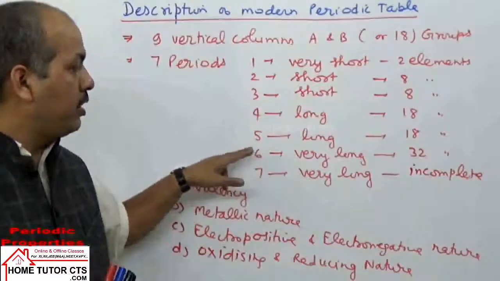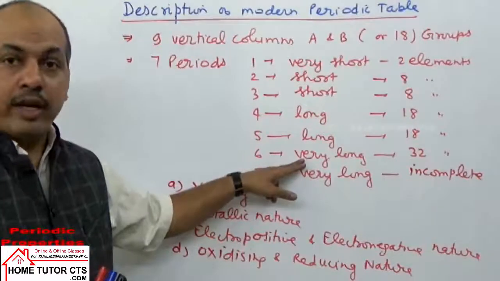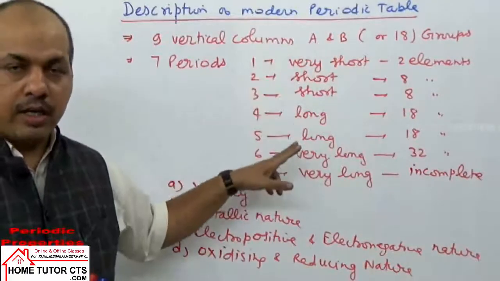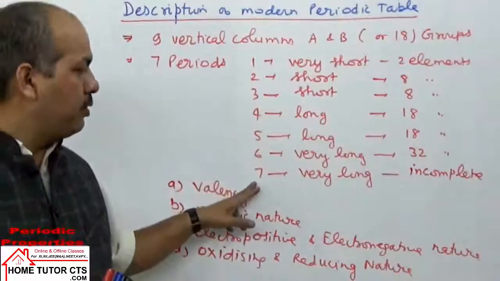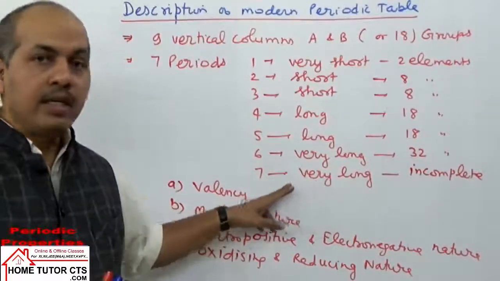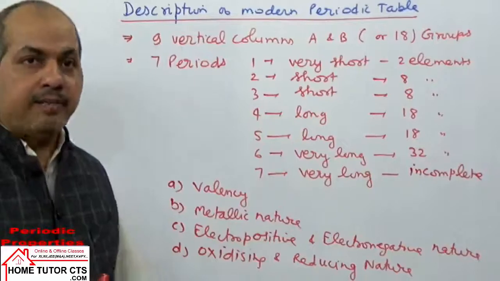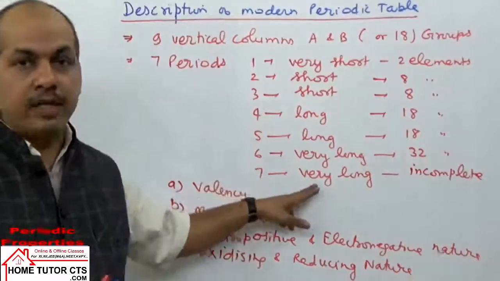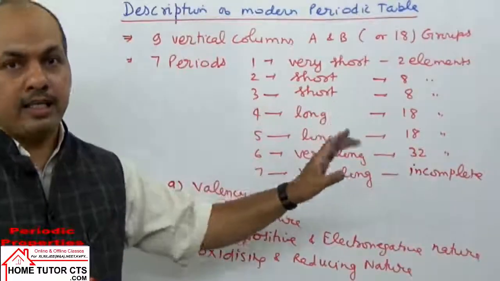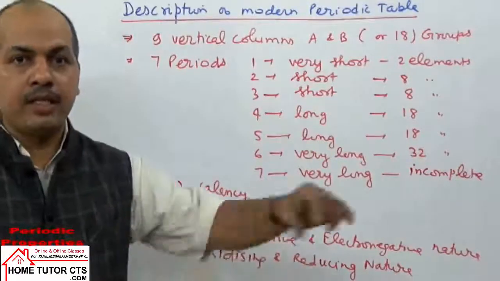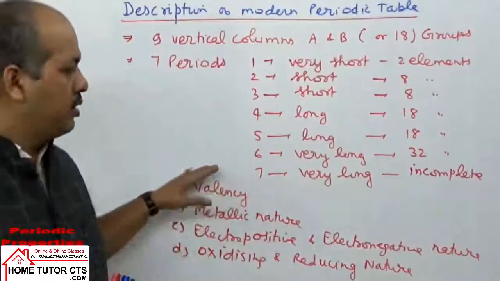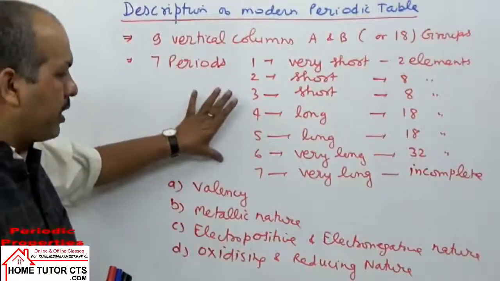Lanthanides are placed in the 6th period. They follow lanthanum, the group 3 element. The actinides follow the group 3 element actinium, and they are placed in the 7th period, but not directly in the period. They are placed at the bottom in separate columns. Okay, so we will explain that also to you.